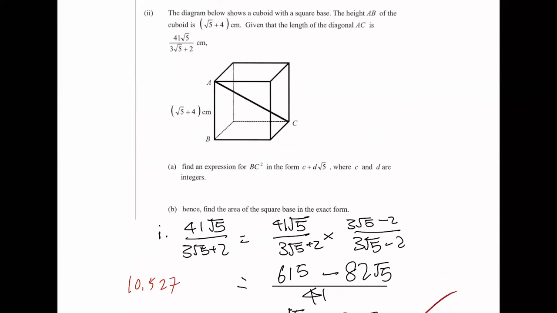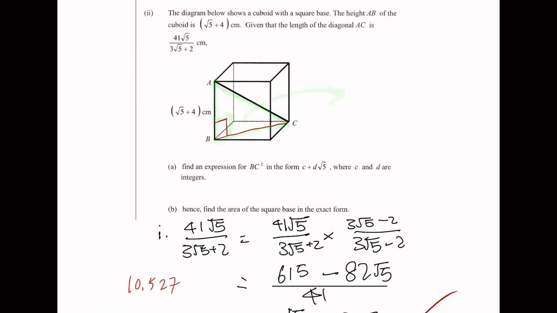The diagram below shows a cuboid with a square base. The height AB of the cuboid is root 5 plus 4. Given the length of the diagonal AC is this, find an expression for BC squared in the form of c plus d root 5. So you need to see straight away that there is this hidden right angle. I know it doesn't really look like a right angle. It looks like an acute angle if you're treating it as paper. But this is actually 3D, okay? So there's a right angle here.